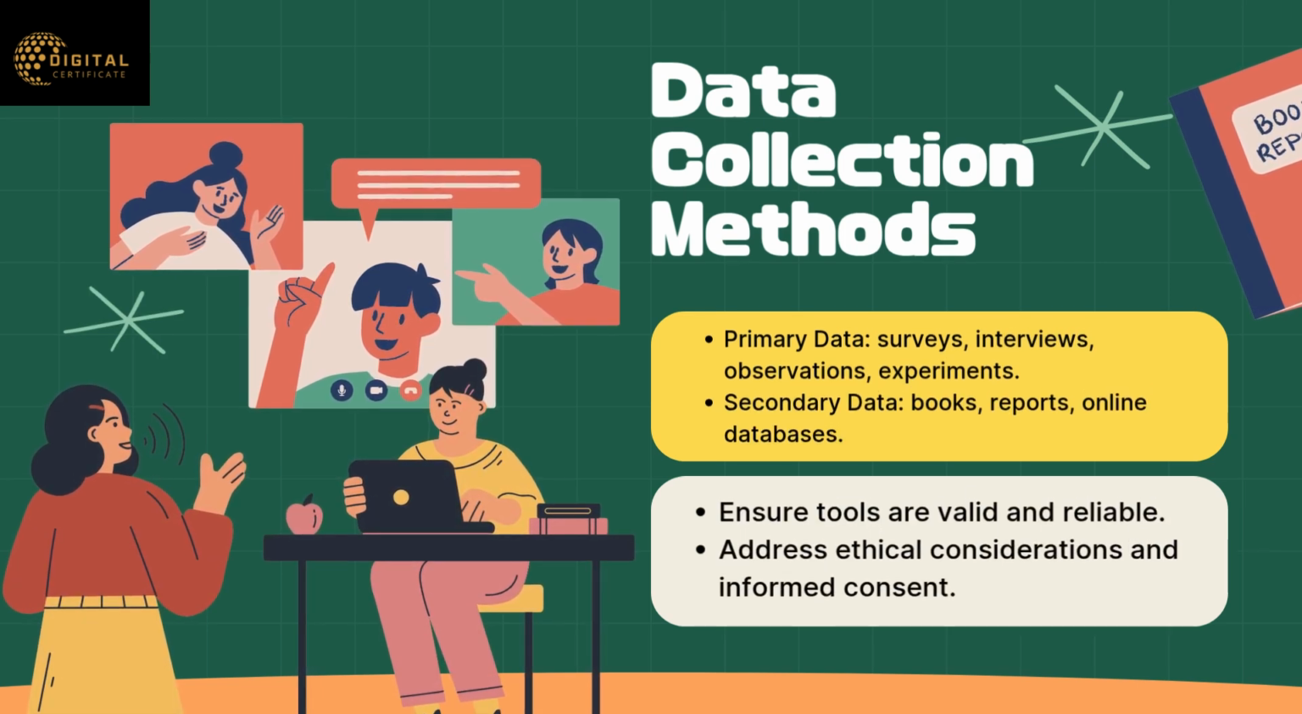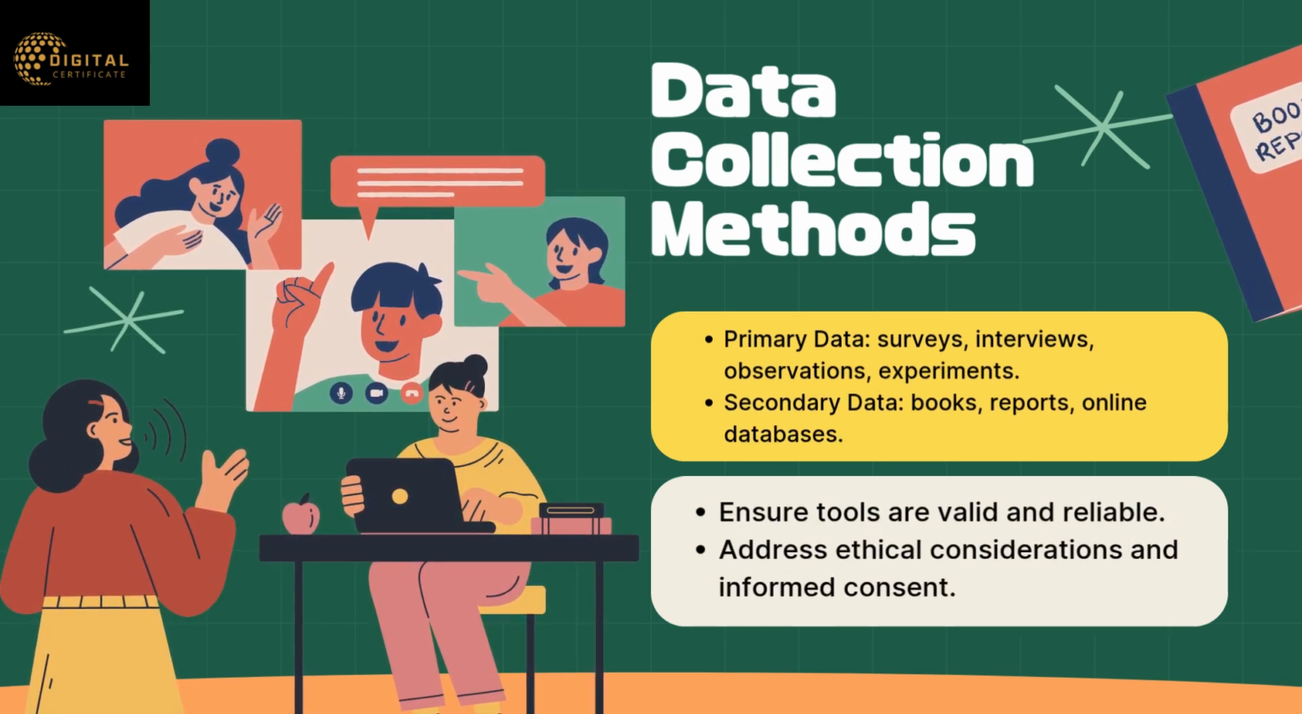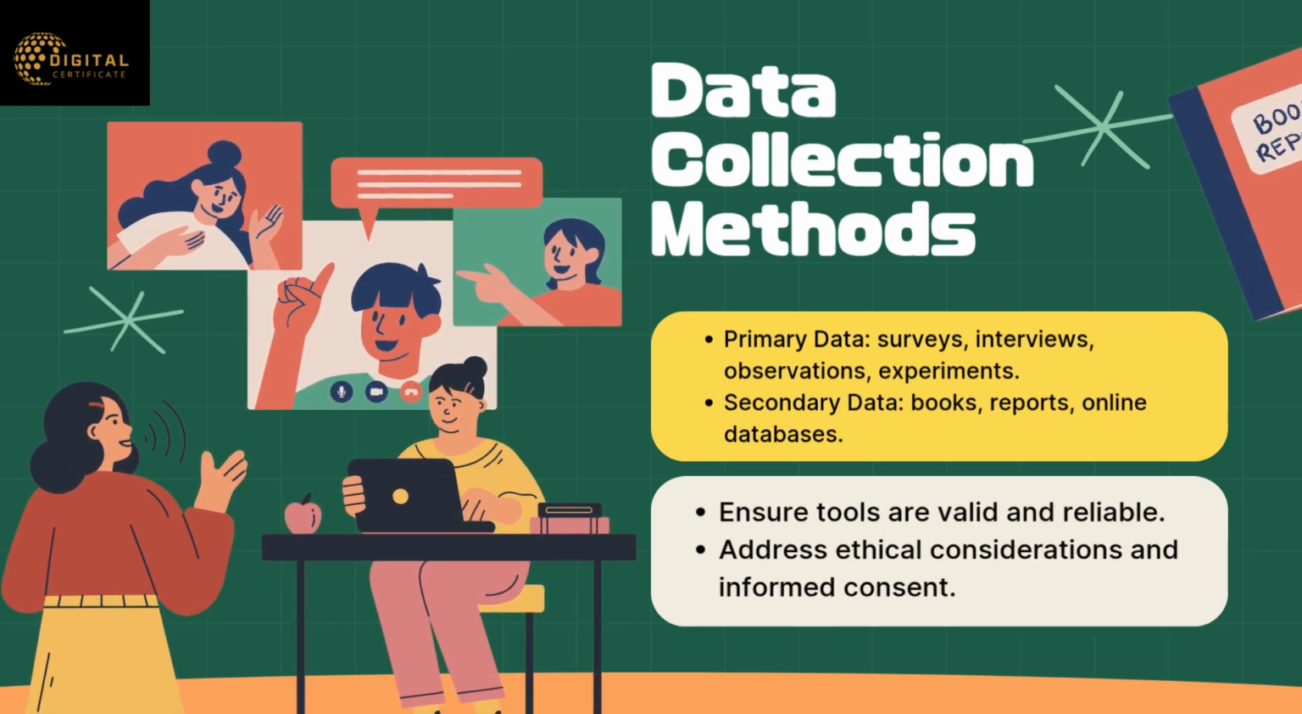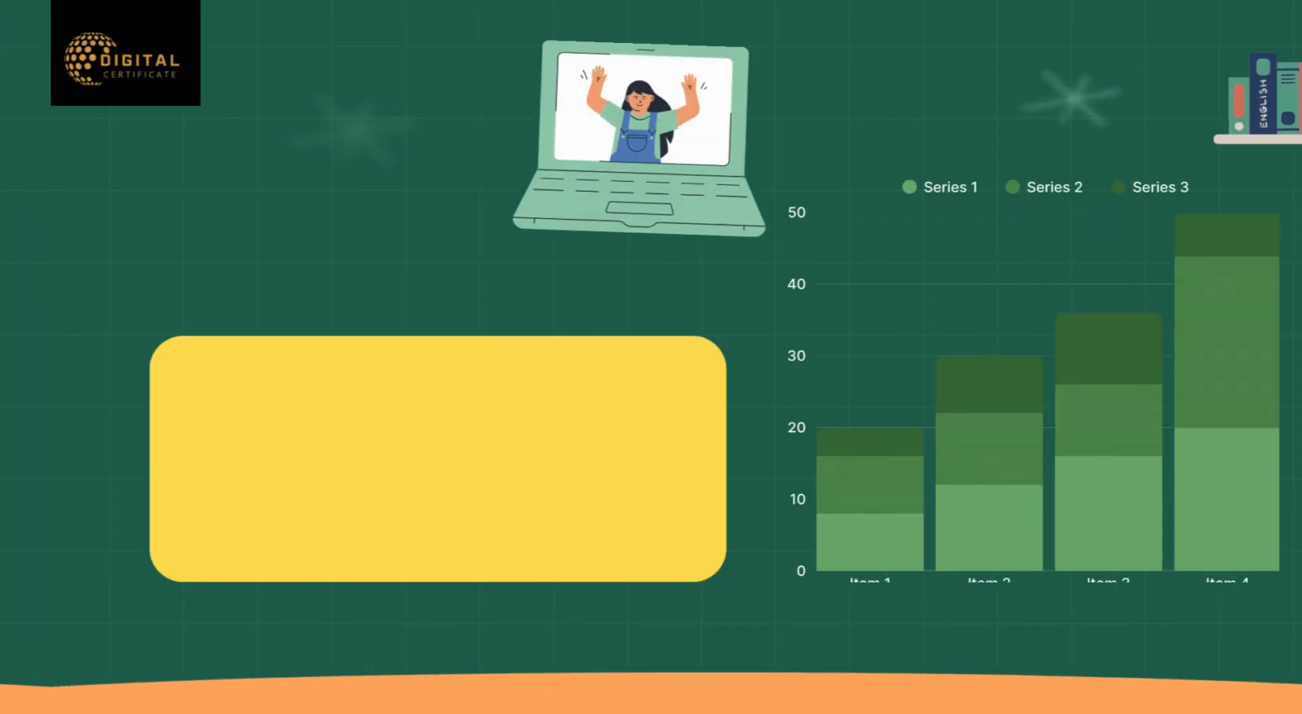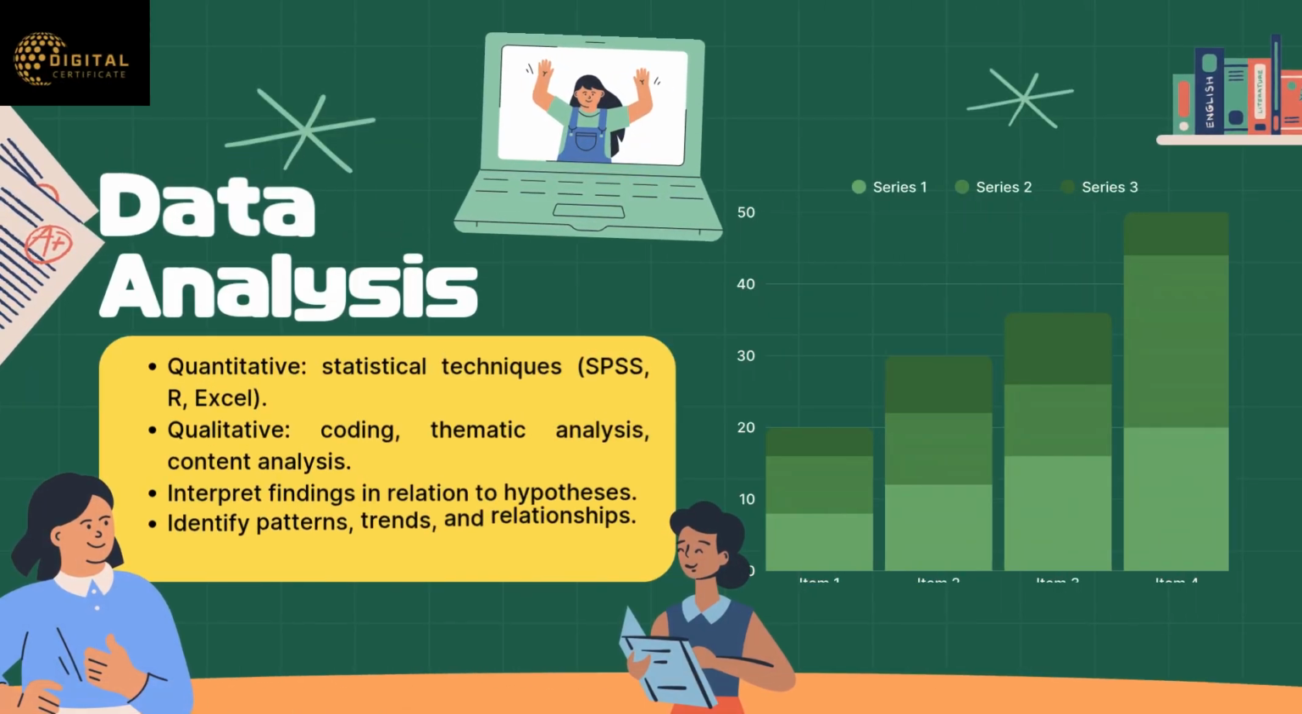Then comes data collection. We gather either primary data through surveys, interviews, observations, or secondary data such as reports and publications. At this stage, ethical considerations are vital, including informed consent and data privacy.